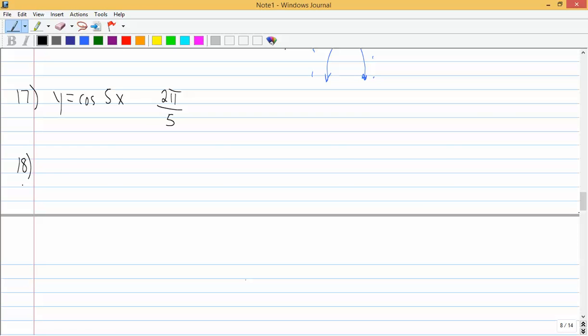So, number 18, find the amplitude. Amplitude is the absolute value of the number in front of the function. So it's 2. Done. All right. Number 19.